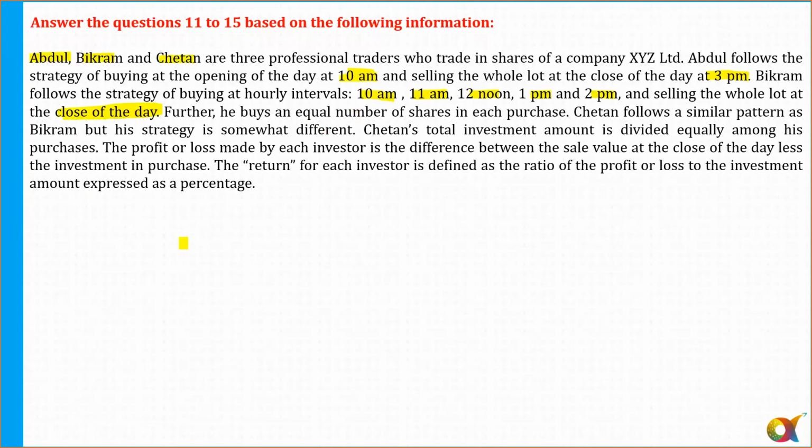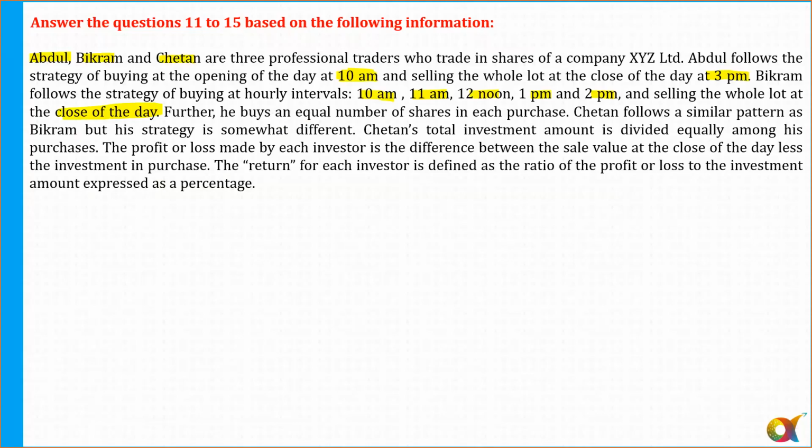Okay. Now, so let me repeat it. Abdul, Vikram and Chetan are three professionals. Abdul follows the strategy of buying at the opening of the day at 10 a.m. So Abdul buys all shares at 10 a.m. and sold it at 3 p.m. Vikram buys at 10, 11, 12, 1 and 2 and sells the whole lot at the close of the day. Further, Vikram buys an equal number of shares in each purchase. Chetan follows a similar pattern as Vikram, but his strategy is different. Chetan's total investment amount is divided equally among his purchases.